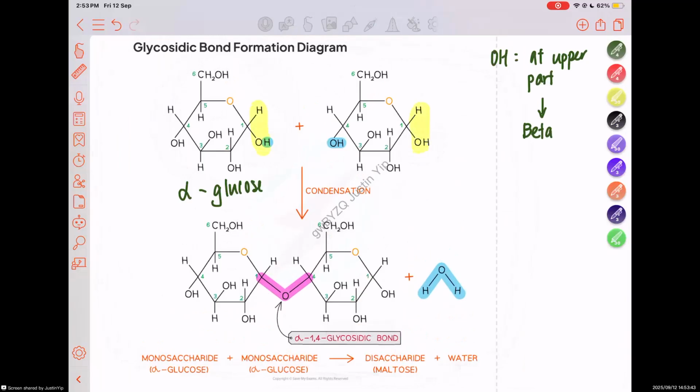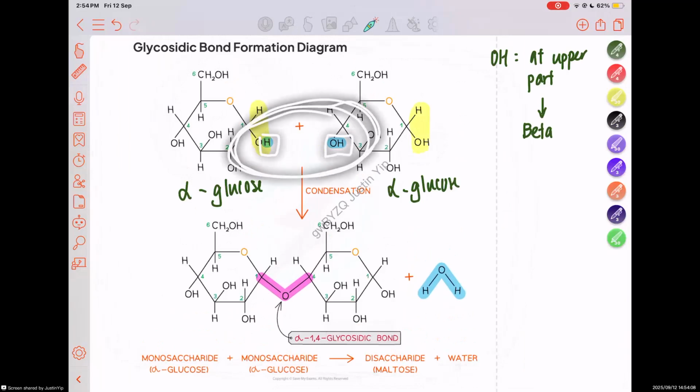Okay, so you see between two alpha glucose, how am I going to join them together? Simple concept. One glucose throws OH, another glucose throws H. No matter which one, you just throw either one, it will be okay. Here throw H, here throw OH. So this blue color H2O, you see, I managed to form water, and I combine them together.